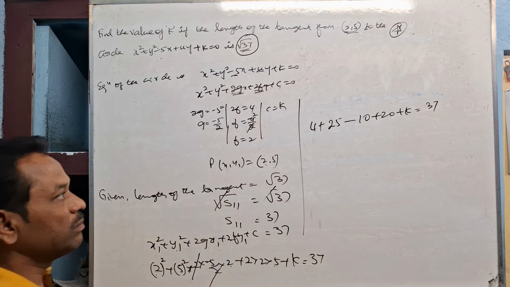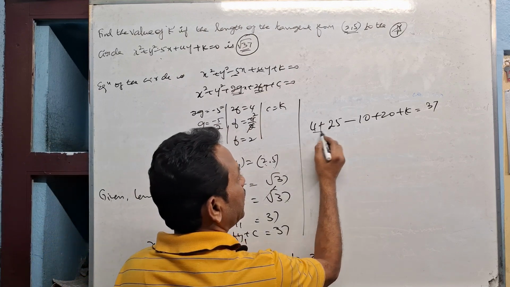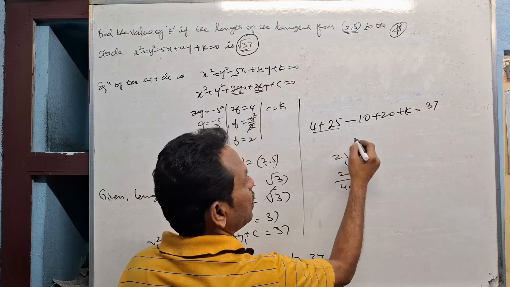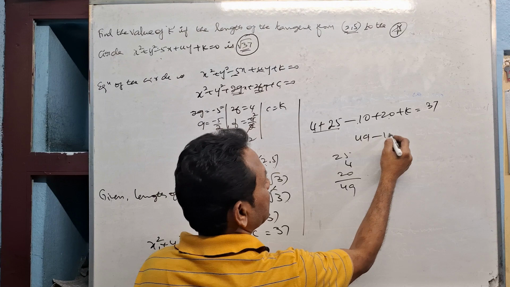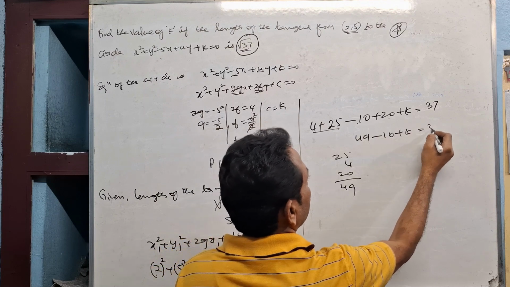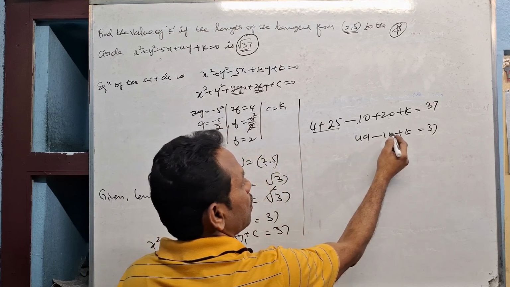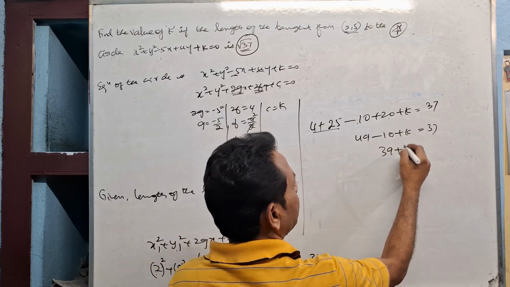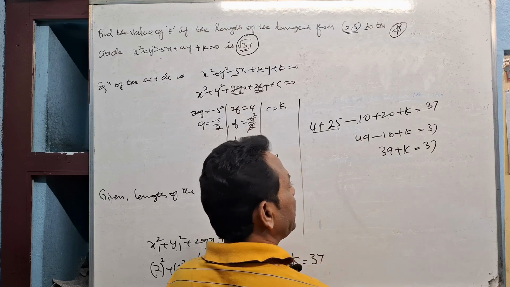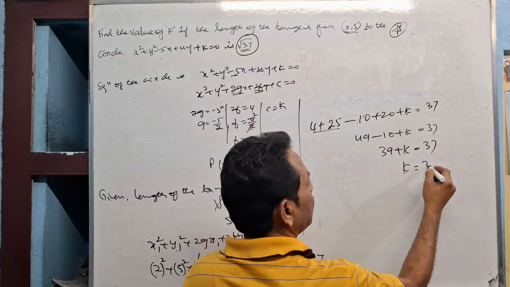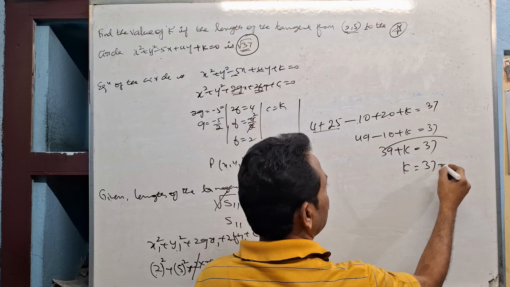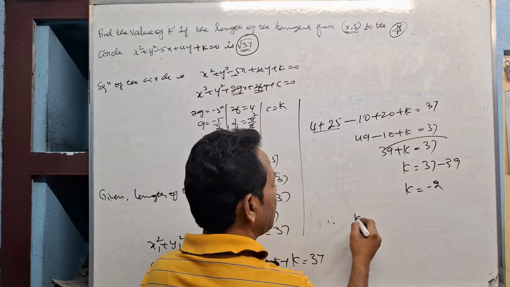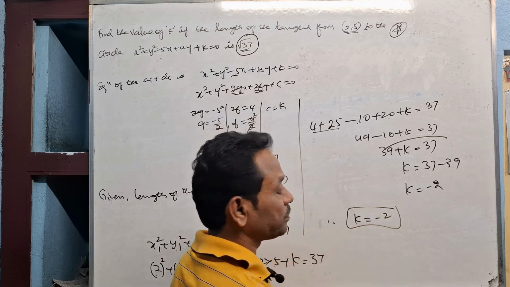Let me simplify. Here you get 25 plus 4 plus 20, so you get 49. So 49 minus 10 plus k equal to 37. Now 49 minus 10 is 39. 39 plus k equal to 37. We need the value of k, so k equal to 37, and this is shifted to that side, so minus 39. The k value is minus 2. Therefore the value of k is minus 2.